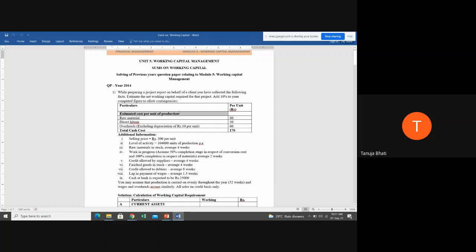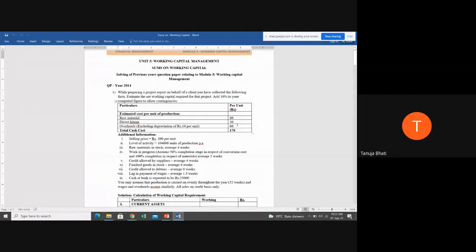Estimated cost per unit of production. So obviously it is a manufacturing unit because cost per unit of production. So here we will have raw material, work in progress, and finished goods. We'll have all three. Raw material per unit is rupees 80 per unit. Direct labor is rupees 30 per unit. Overhead excluding depreciation is rupees 60 per unit and depreciation is rupees 10.